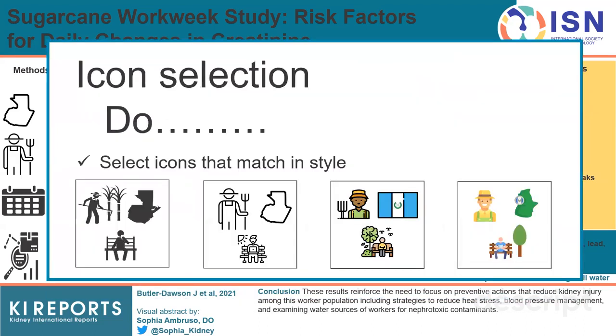Now, from an icon selection perspective, do select icons that match in style. So this is actually an error that is made by even some fairly experienced visual abstract designers. But see, if you look on the left here, these are called solid flat icons. Here, these are sort of black outline icons. And when we get to the colored icons, you can see that there are still outlined and non-outlined icons. And that's something that's important to pay attention to. It really does help with cohesiveness and the feeling of organization and reduction of clutter, or the sense of clutter on a visual abstract, and really cleans up an image.